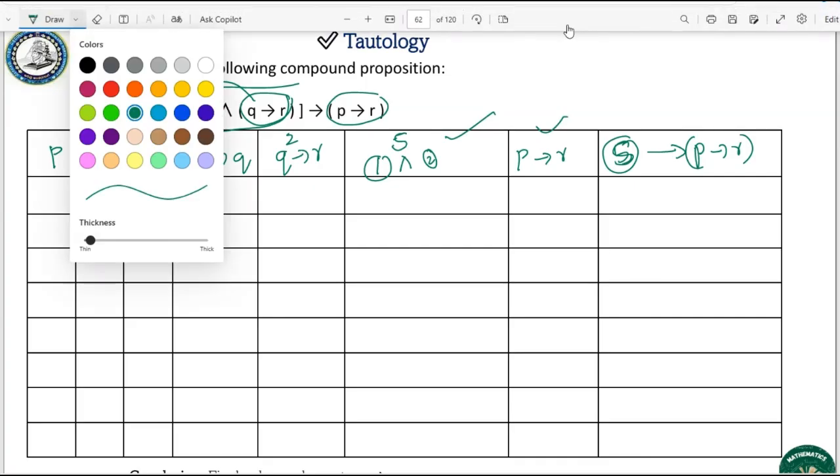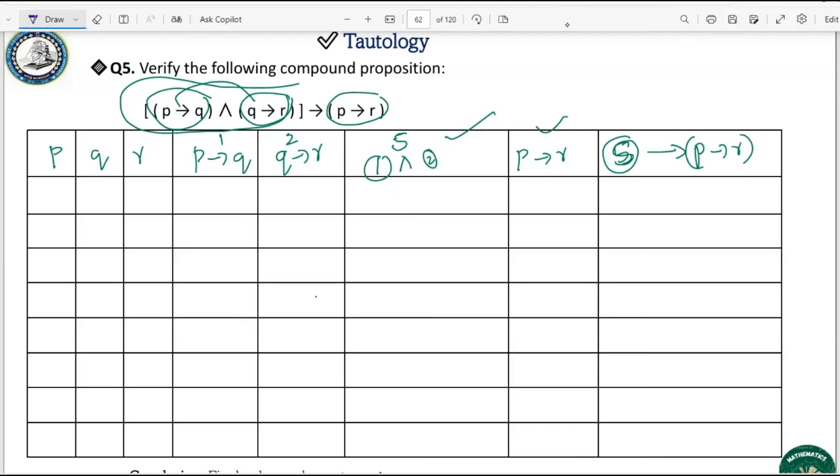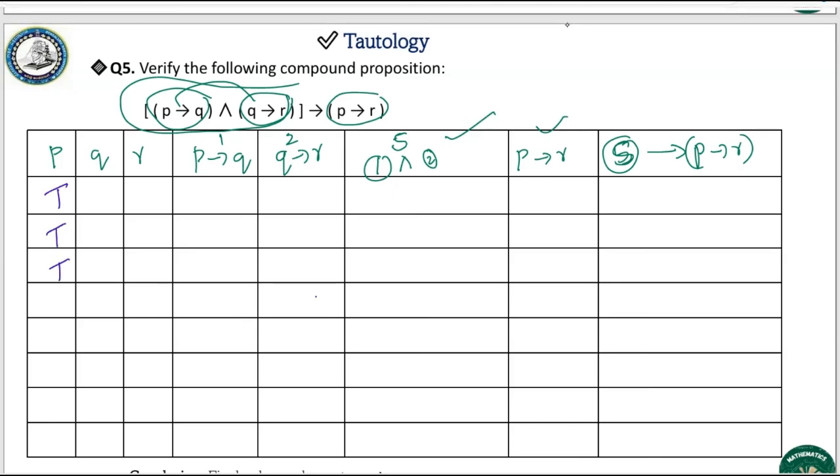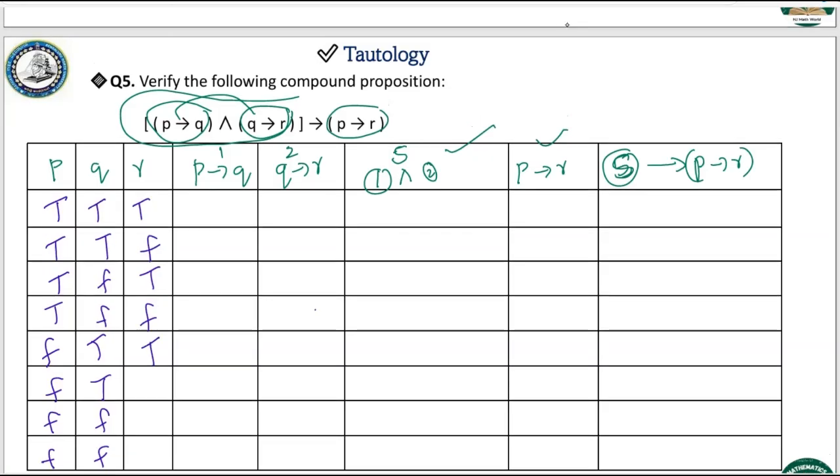So here we have 3 compound statements, so it is 4 times T, 4 times F. Then 2 times T and 2 times F. It will be 2 times T and 2 times F. Then it is T F T F T F T F.